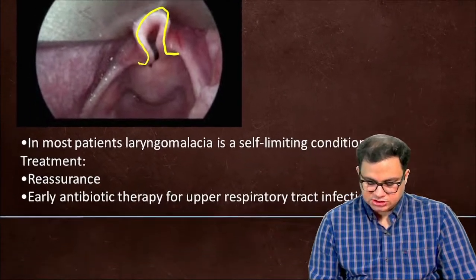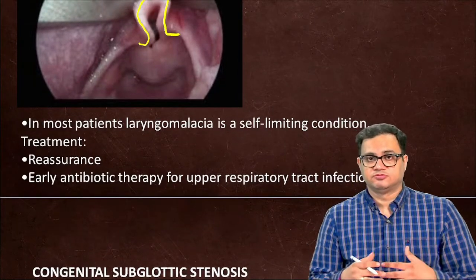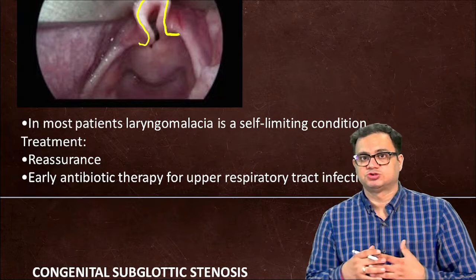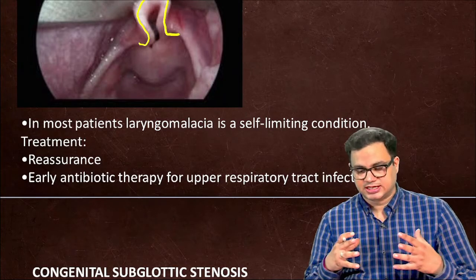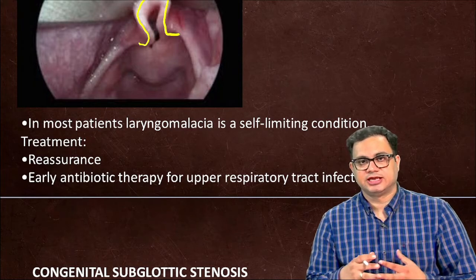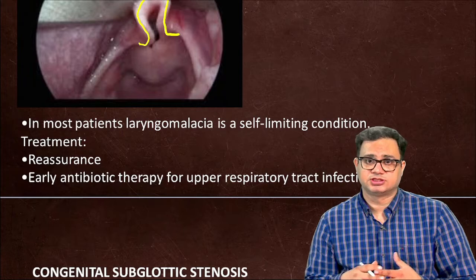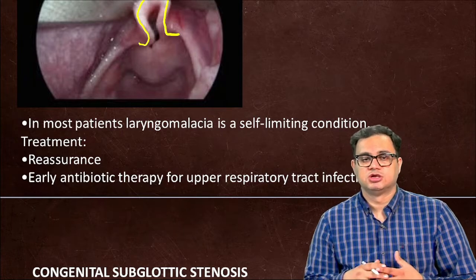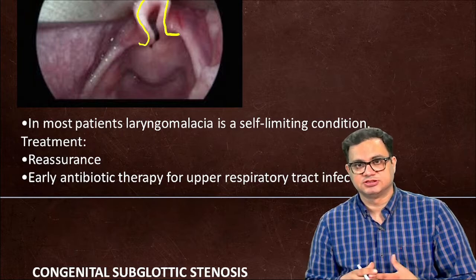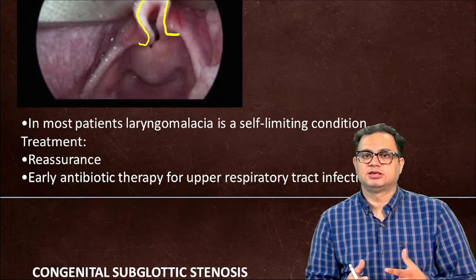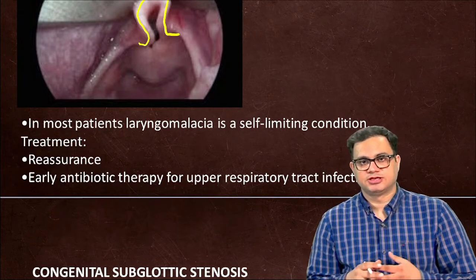In most patients, laryngomalacia is self-limiting, that is, they don't require any treatment. We should give reassurance to the parents that as the larynx attains the strength and maturity of the laryngeal cartilage, this is a self-limiting condition, and mostly by 2 years of age this condition disappears. You should try making the baby sleep in the prone position. So reassurance is very important.